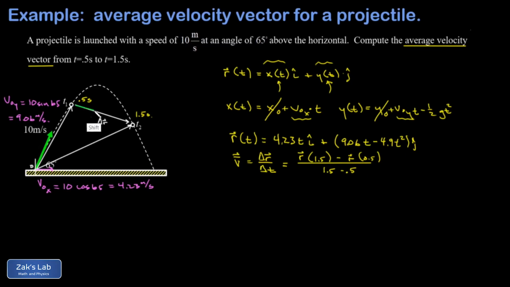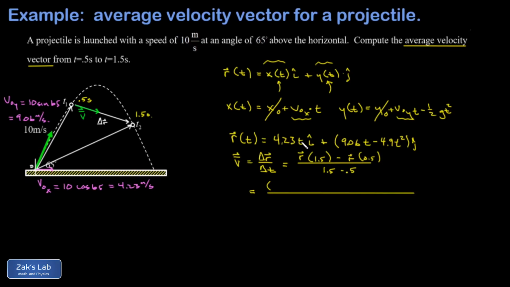And this average velocity vector points in the exact same direction as the displacement vector, but it's been scaled by a factor of delta t. And now all we have to do is plug in the numbers to the position vector, combine like terms for the unit vectors, and clean it up, and we'll have our average velocity.